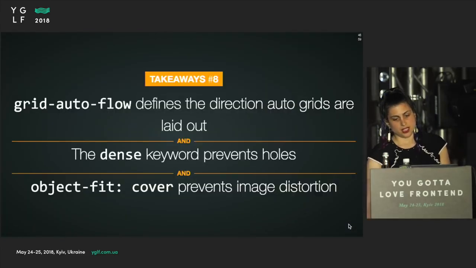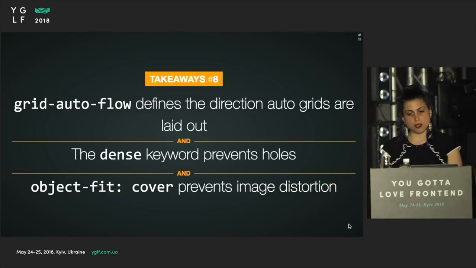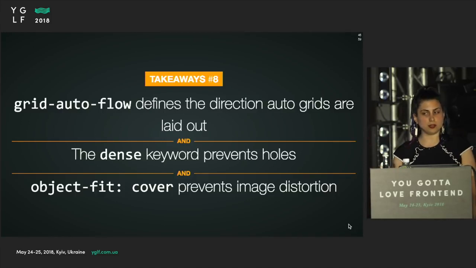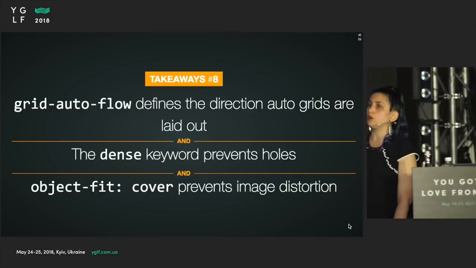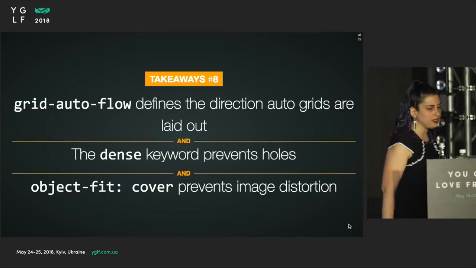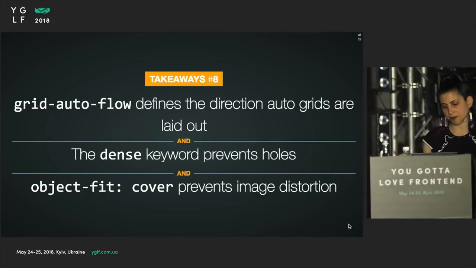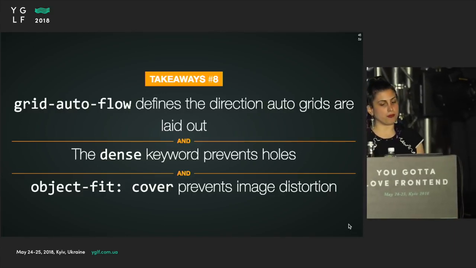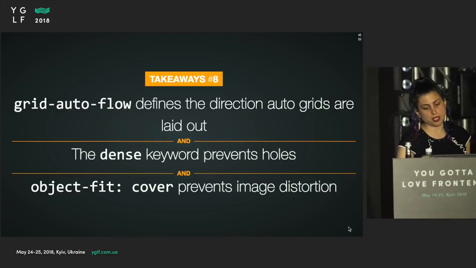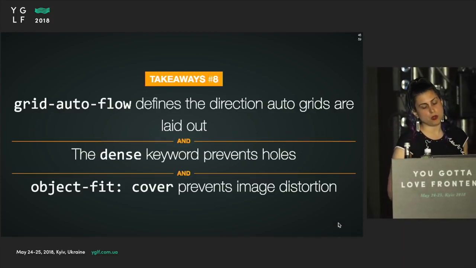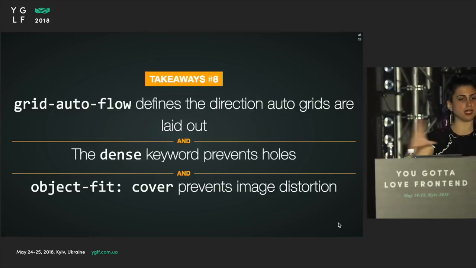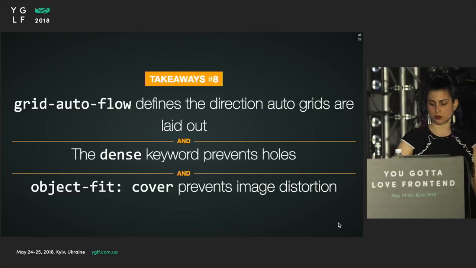So the takeaways from this secret is that grid-auto-flow defines the direction that automatic grids are laid out. And I say auto grids because you could also explicitly say where everything goes, and then grid-auto-flow has no effect. But in most cases, you don't want to do that. Also, the dense keyword prevents holes in the grid by shifting things up as necessary. And object-fit: cover prevents image distortion. Also, object-fit: contain and a bunch of other values. But cover makes the image as big as possible and prevents distortion.